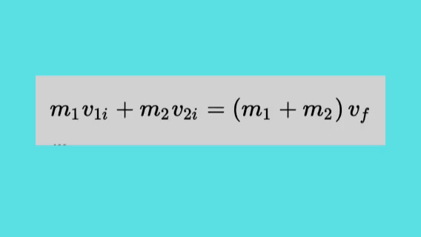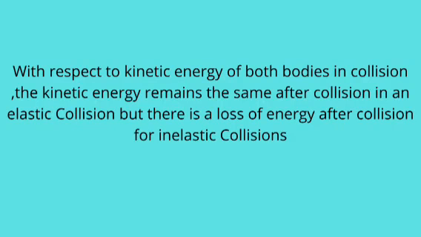The reason why we have only one velocity after collision is because the two objects, when they collide, they stick together and move with a common velocity. The reason for sticking together is because there is a loss in kinetic energy.